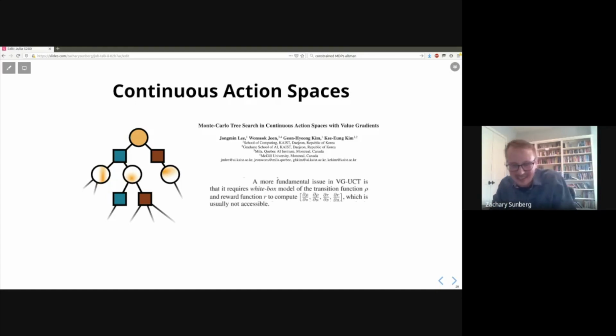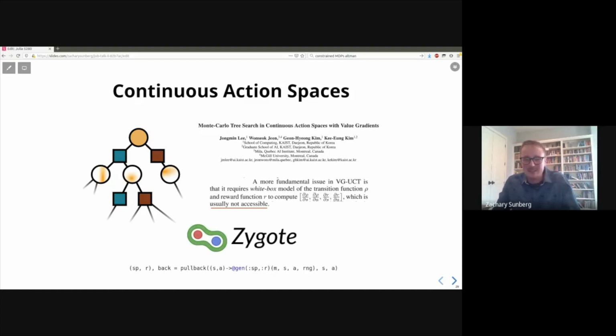But I'll point out that they say a big issue with this is that it requires a white box model of the transition function and reward function to compute the gradients that they need, which is usually not accessible. But I would disagree with this and say that if you're running Monte Carlo tree search online, it means that you have a simple enough model to do thousands of simulations. And when they say not accessible, it often means because they have a model that's written in a language that is hard to get into and find these gradients. But with Zygote, this is actually done in a single line.